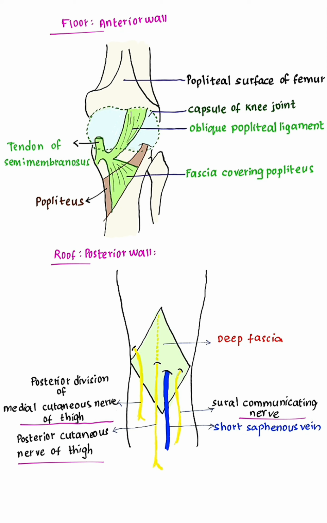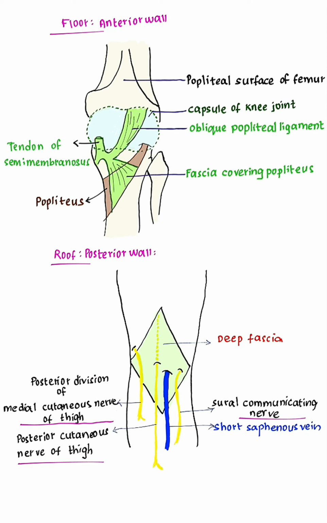3 cutaneous nerves are sural communicating nerve, posterior cutaneous nerve of thigh, posterior division of medial cutaneous nerve of thigh. Medial cutaneous nerve of thigh has 2 divisions, anterior division and posterior division. Among the 2 divisions, superficial fascia contains posterior division of medial cutaneous nerve of thigh.